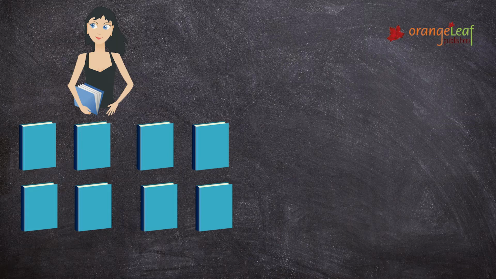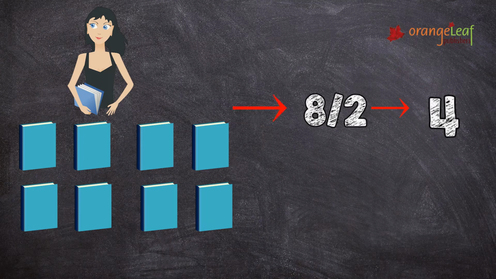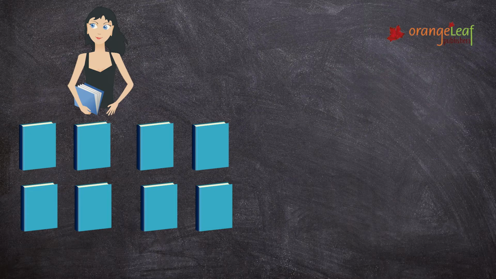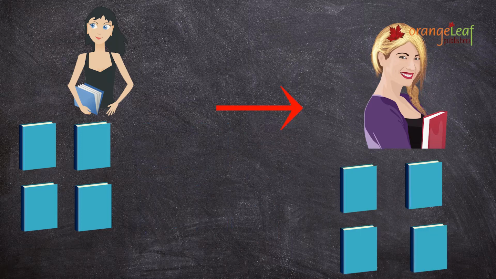So, 8 divided by 2 is equal to 4. So, each group would contain 4 books to have 2 equal parts. Sunita will give away 4 books from 8 books to her friend to give her 1/2 of the books.